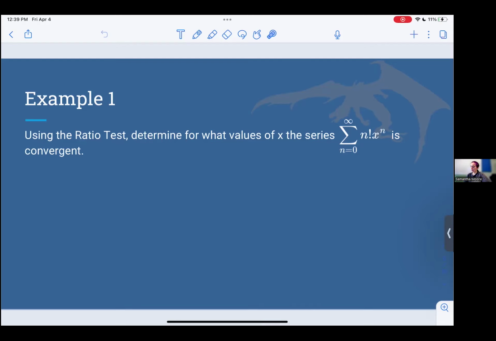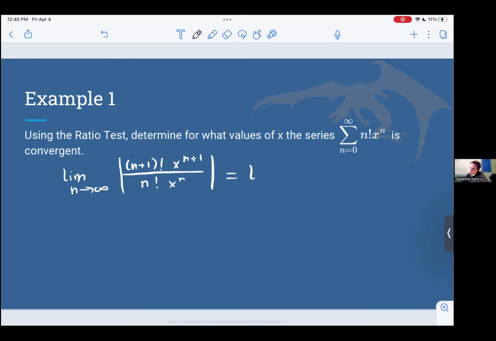Okay, so the ratio test on this sum. We know the ratio test asks us to take the limit as n goes to infinity of the n plus 1 term divided by the nth term, in absolute value. So we want to look at that limit.